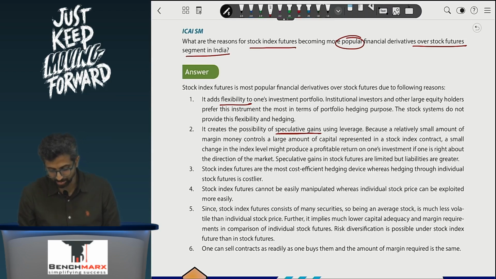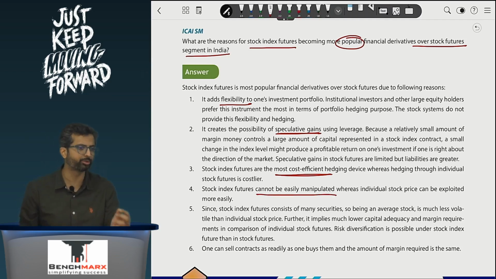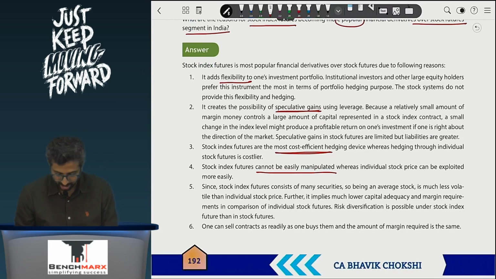There are possibility of speculative gains. They are more cost effective because I don't have to enter into 30 separate contracts. I can enter into a single contract, so more cost effective. It is difficult to manipulate. Stock futures might be manipulated because there may be one promoter who is holding in a stock, but in an index, how will you manipulate? It is very difficult to manipulate.